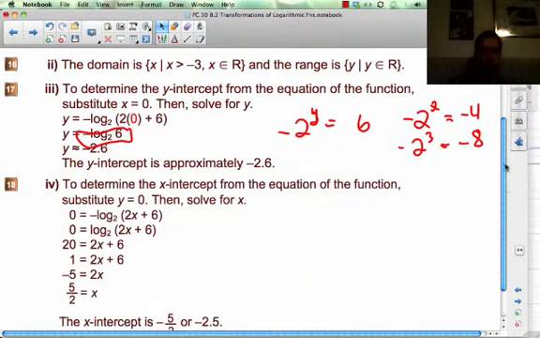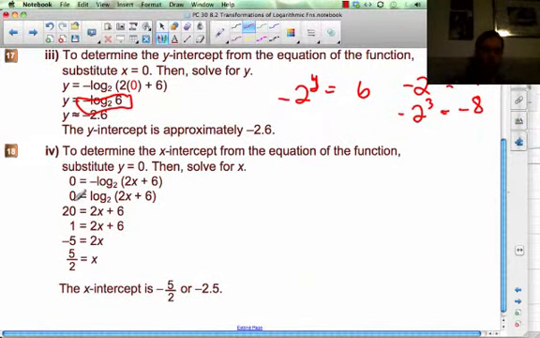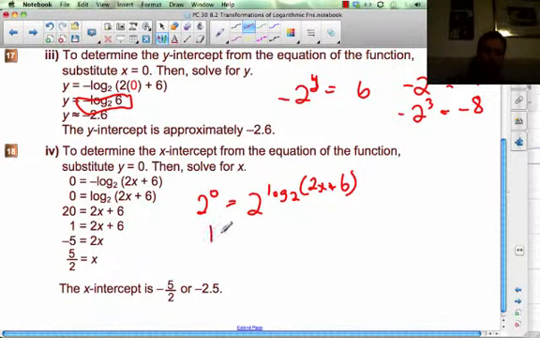Finally, the x-intercept is when y equals 0. So set y equal to 0 over here. Try to solve this thing. Dividing off the negative doesn't change it. Now again, log base 2 of this. You can get rid of that log by taking 2 to the power of log base 2 of 2x plus 6, and then on the other side 2 to the power of 0, so 1 equals 2x plus 6. This is a simpler way to do it.